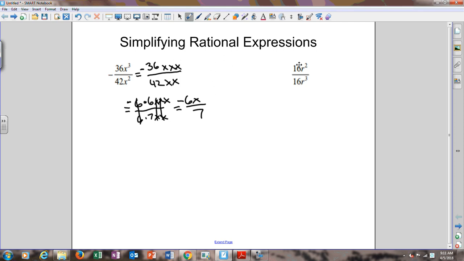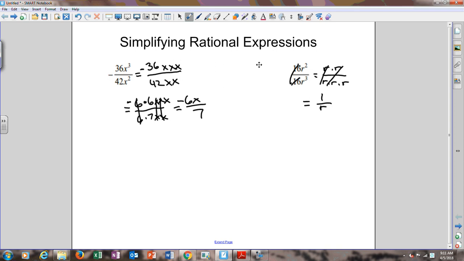Okay? If we look at this one, 16 divided by 16, those are going to cancel each other out. And then you have r squared over r to the third. So it would be 2 r's, r times r, over r times r times r. Those cancel, you're left with 1 on top over r. Because everything disappeared on top, it's just a 1. Now the other way you can do that is you can do the whole 3 minus 2 thing again, right? So you take the bigger number, 3 minus 2, and then wherever the bigger number was, that's where the r would be left at.